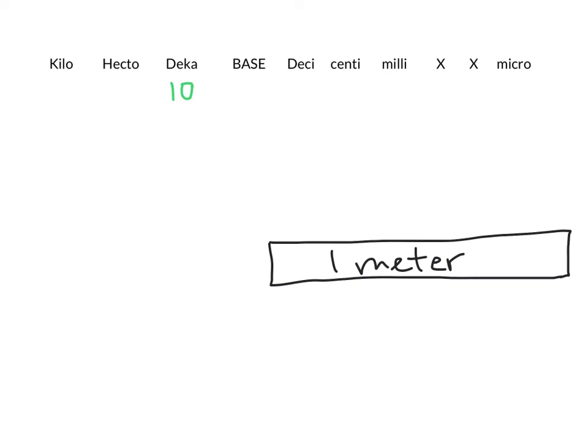Same thing with the prefix hecto. Hecto has a value of 100, so adding the prefix hecto in front of meter would mean that a hectometer is 100 of those meters end to end to one another.